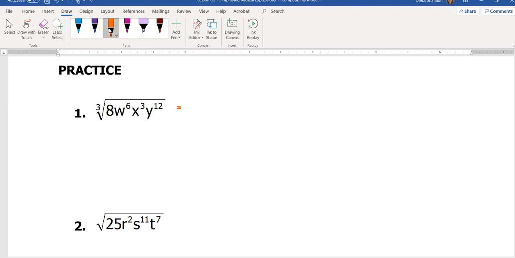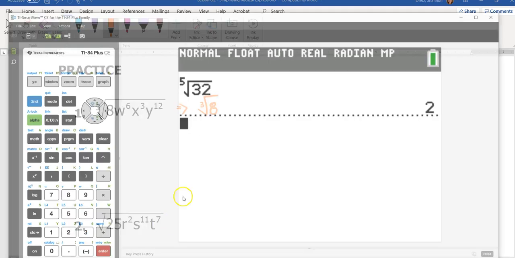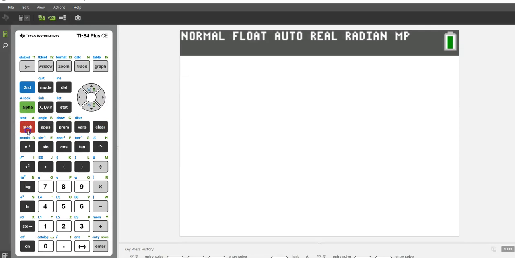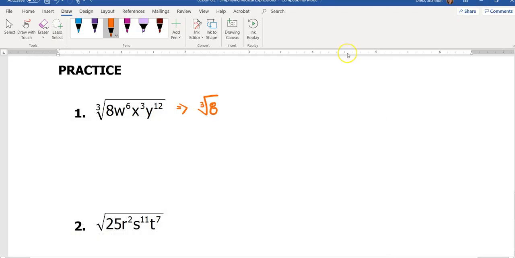So I'm going to, like I said before, I'm going to break this up. Focus on just my number first. So the cubed root of 8, we'll pull that up. Math button. Looking at the 4th option down, I'll type in 8, and we do get a 2. So I know that at least on the outside, there will be a 2. Now I am going to then look at breaking down the cubed root of w to the 6th, x to the 3rd, y to the 12th.